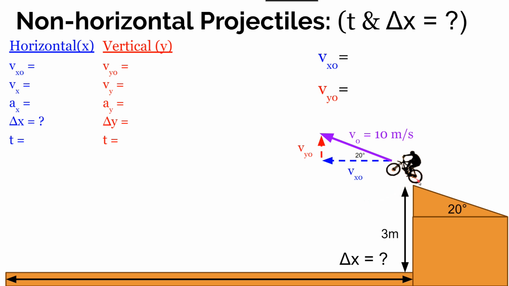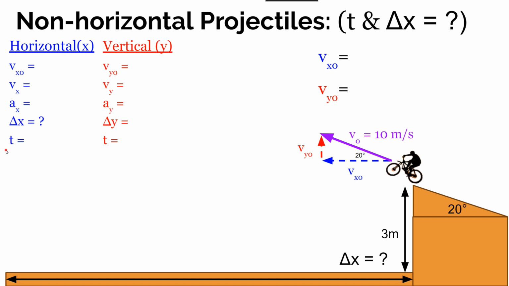So let's say our mountain biker is launched from a 3-meter tall cliff at an angle of 20 degrees like this, and let's say the biker is initially moving at 10 meters per second. Let's figure out two things. How much time do they spend in the air, and how far do they travel horizontally, or what's their horizontal displacement?